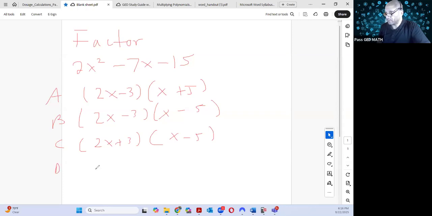E is 2x plus 3. Oh, no, let me do this. Okay. So this is a quadratic equation. How do I know that this is a quadratic equation? Can somebody tell me? You're going to see a problem like this. How do I know this is a quadratic equation?